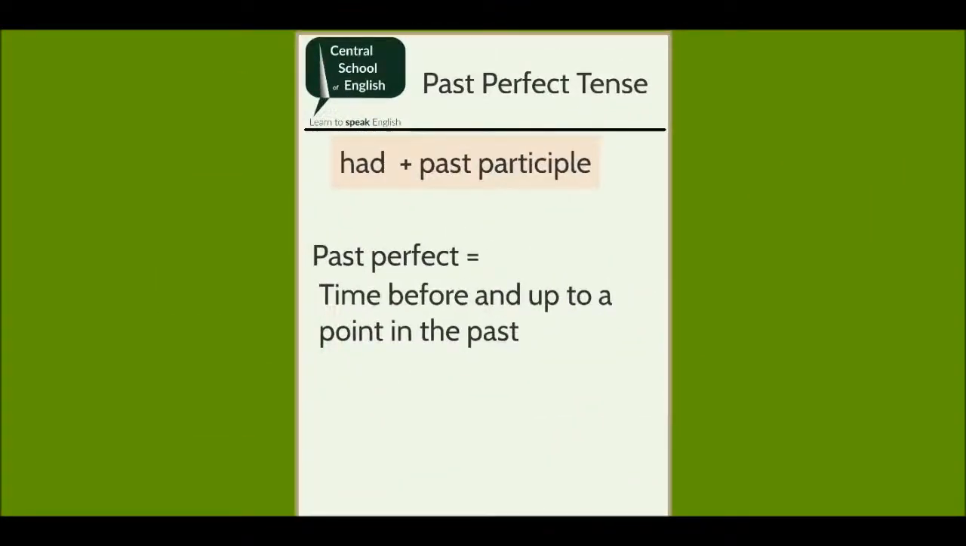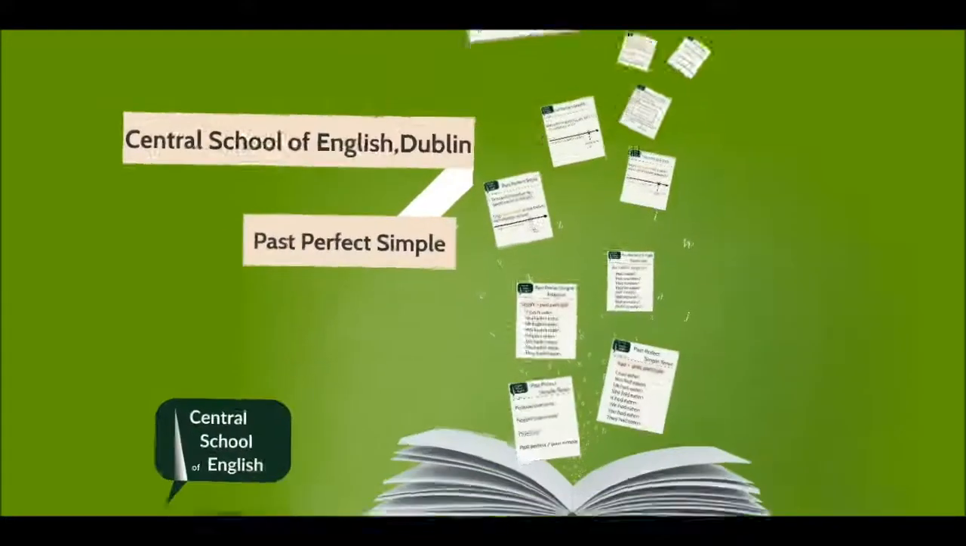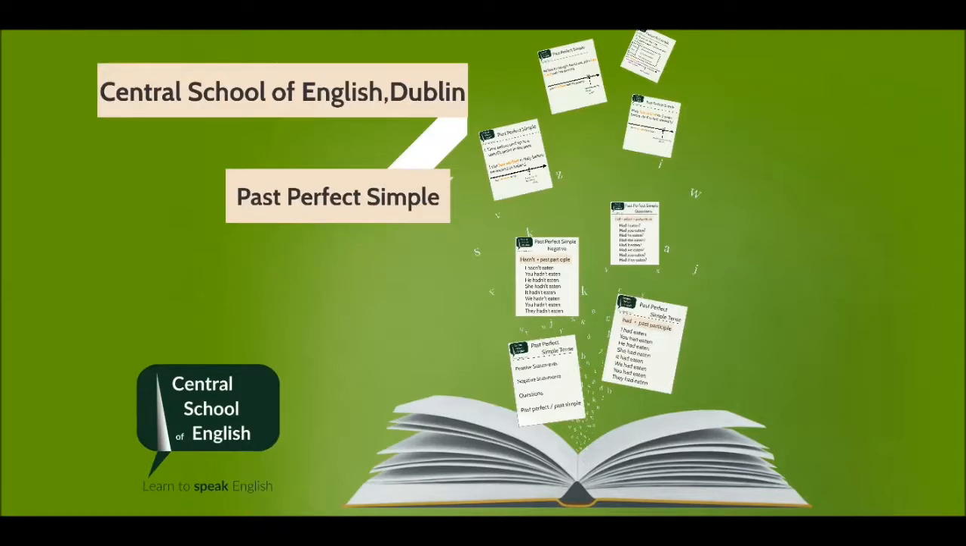In this video, we have learned that to make the past perfect tense in English, we must use the past simple of the verb to have, plus the past participle of the verb. We have learned that we use the past perfect tense when we are thinking about time before and up to a point in the past. We also use the past perfect to say what happened before a certain point of time in the past.